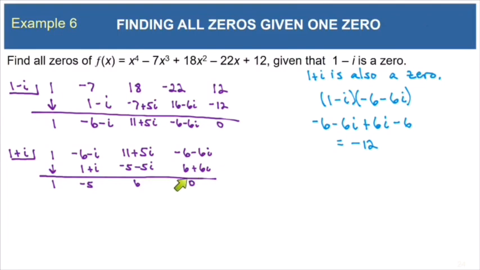So we get 0 for that last remainder, and that's what we expected because we knew that 1 plus i was a 0, so we knew that the remainder would have to be 0. Now let's see where we are.